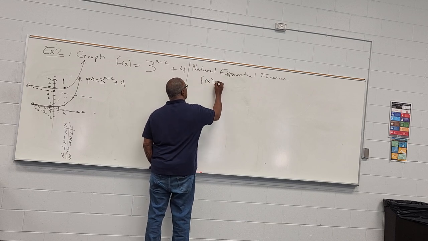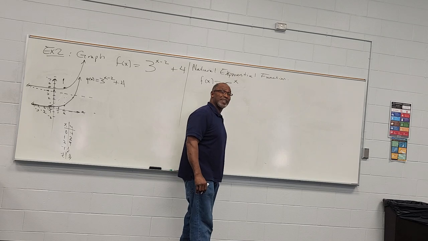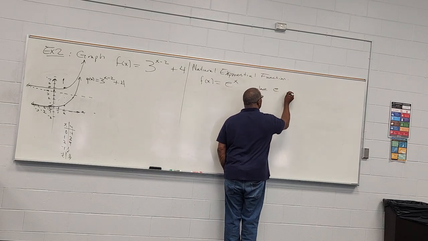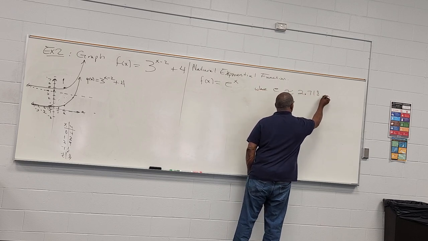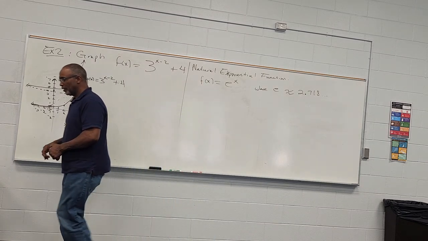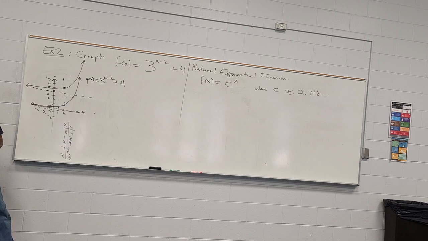Natural exponential function is this. F of x equals e to the x. My base is e, where e is approximately 2.718. It keeps going, but it's there. This is called the natural exponential function. In other words, it's the exponential function with base e.